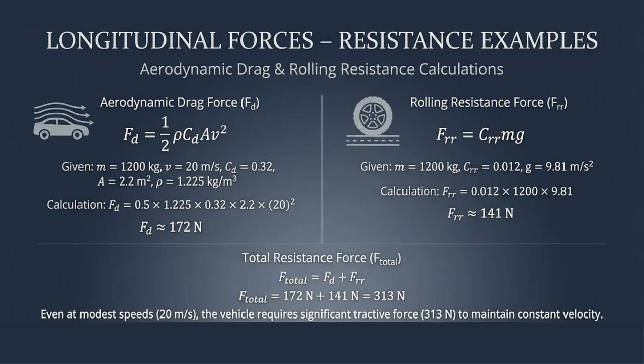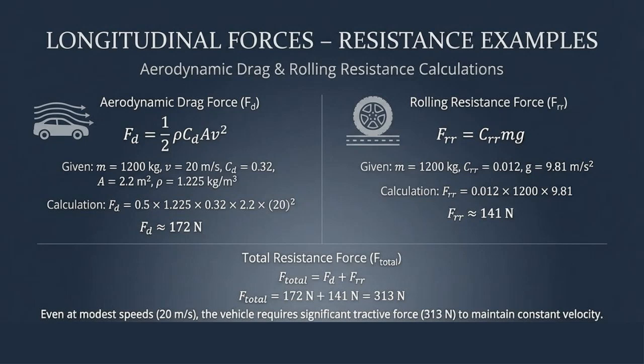Aerodynamic drag is given by the expression Fd equals 1/2 times rho times Cd times A times V squared. Here rho is the air density, Cd is the drag coefficient, A is the frontal area, and V is the vehicle speed. Rolling resistance is given by FRR equals CRR times M times G, where CRR is the rolling resistance coefficient.